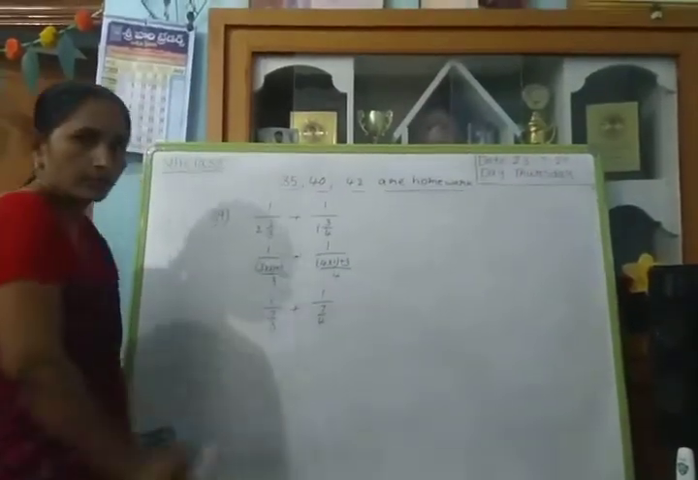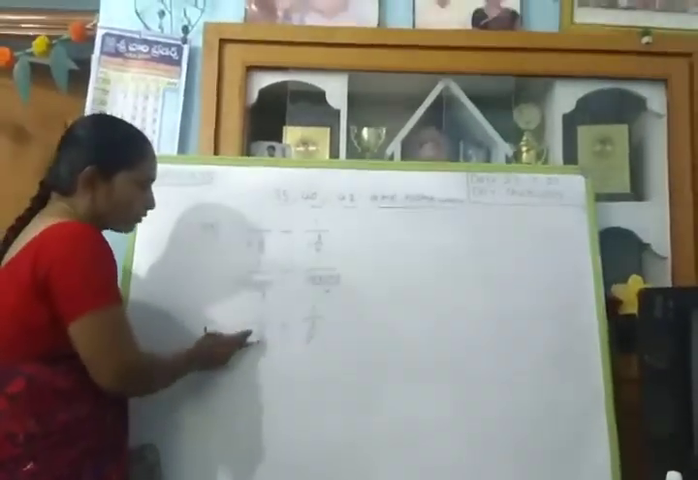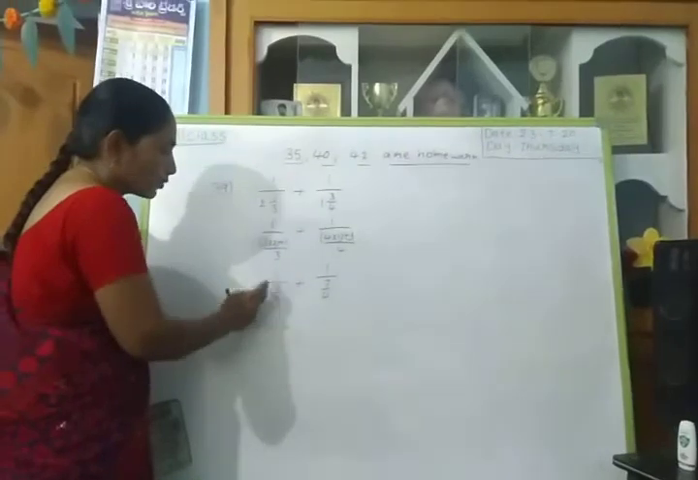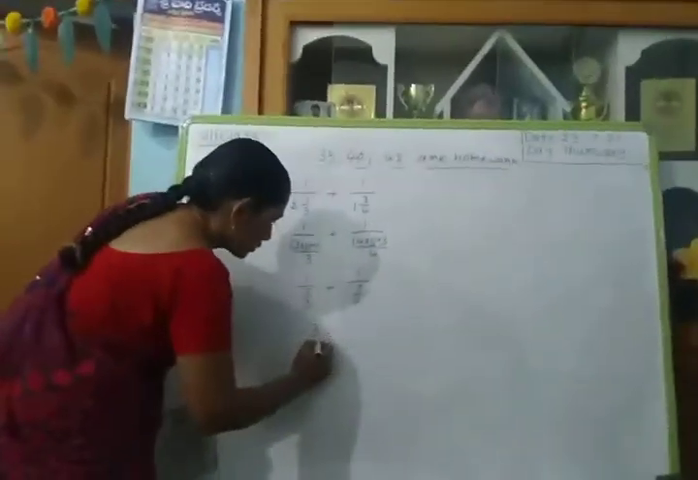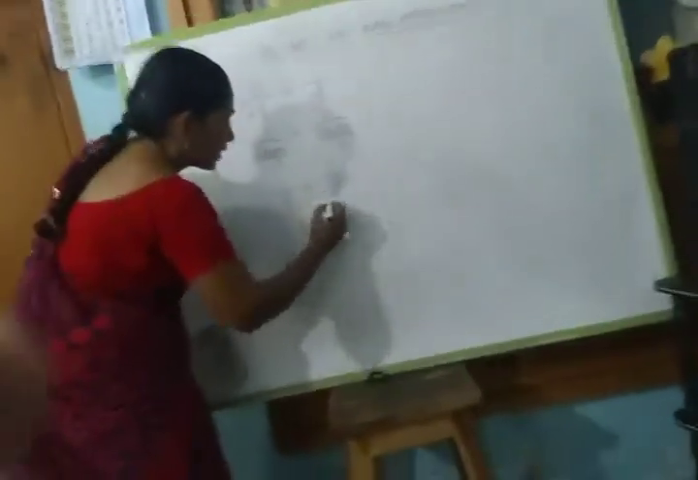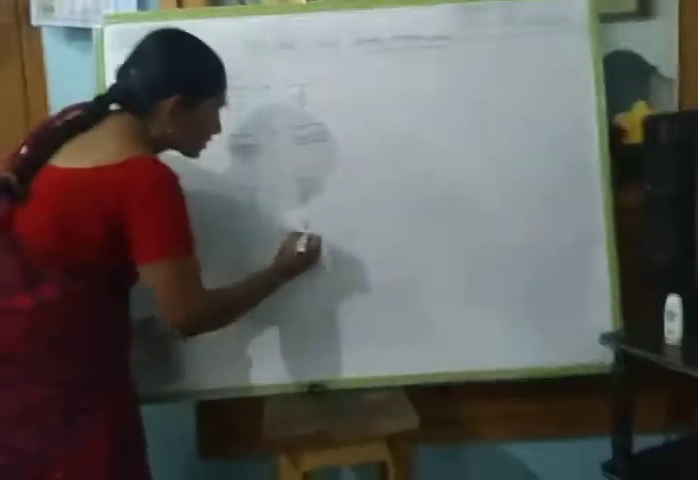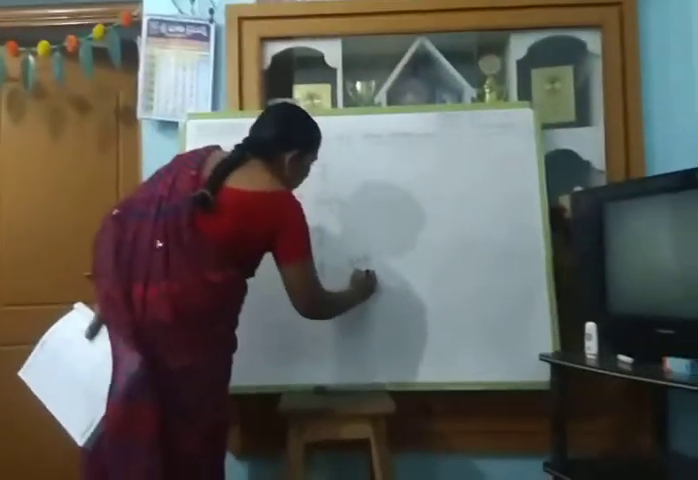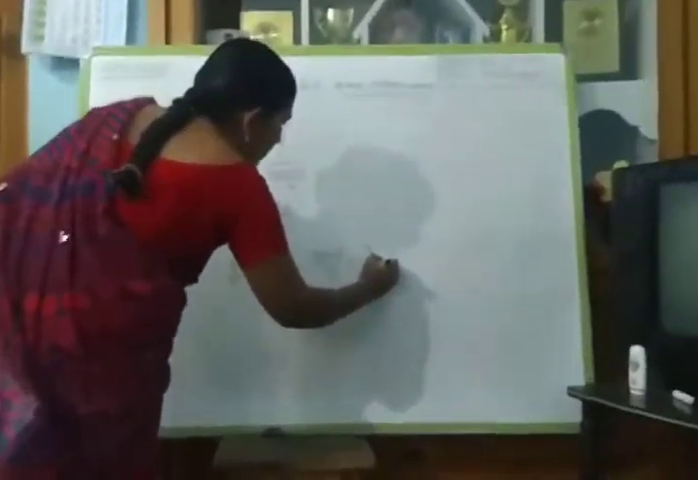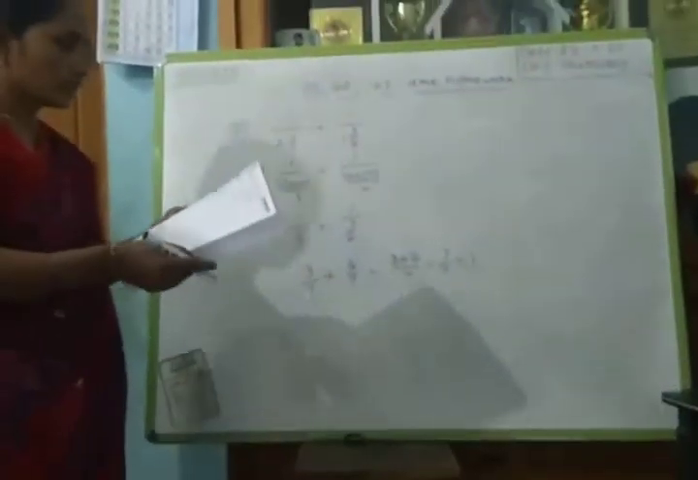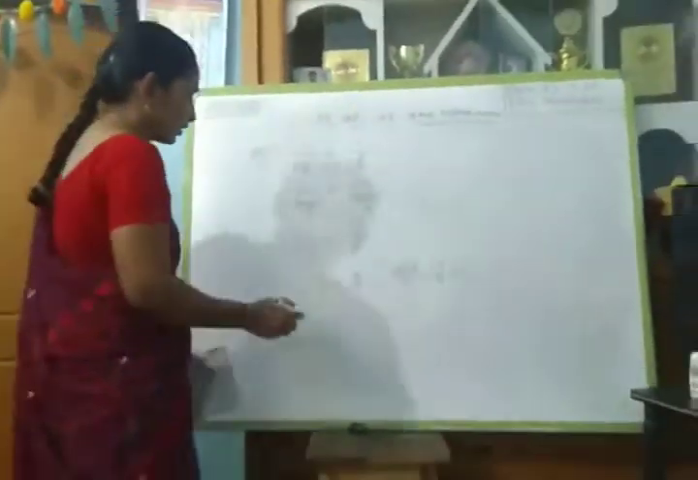So like this, if they give fraction by fraction, we have to take the reciprocal of this fraction. So 3 by 7 plus 4 by 7. Now these are like fractions. 3 plus 4 by 7, 7 by 7, 1. So the answer is 1. Option D is correct.